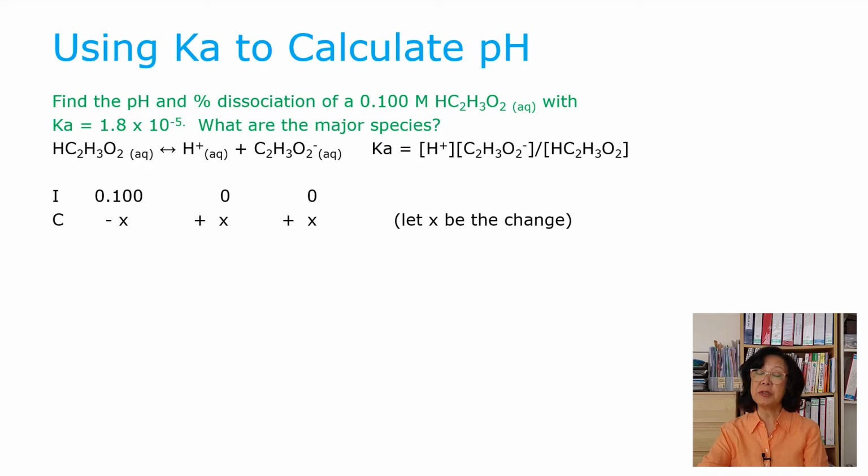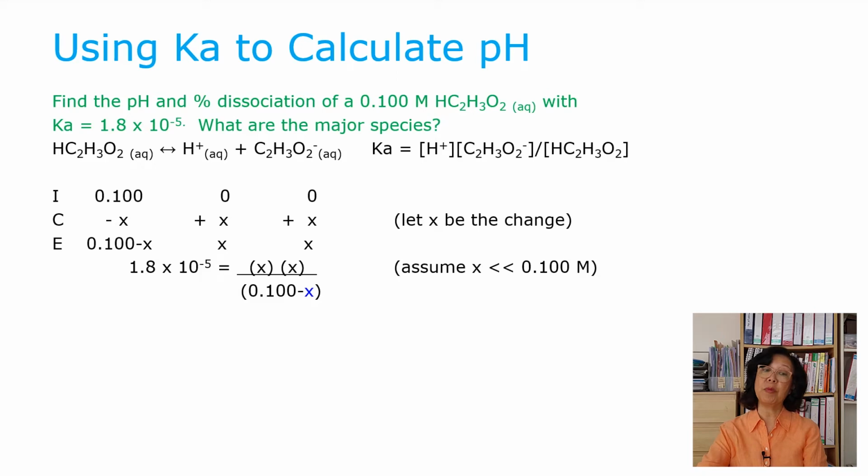Now we let X be the change in molarity. So we subtract X from the acetic acid. We add X and X to the hydrogen ion and the acetate ion. Now at equilibrium, we have 0.1 minus X, X and X. Now we set up the Ka expression using the numerical value of 1.8 times 10 to the minus 5 equal to product concentration X squared over the reactant 0.1 minus X.